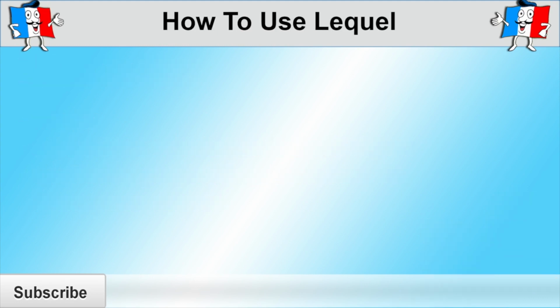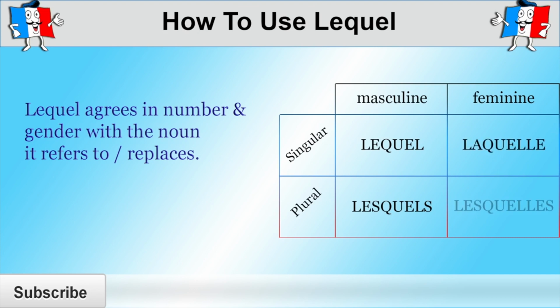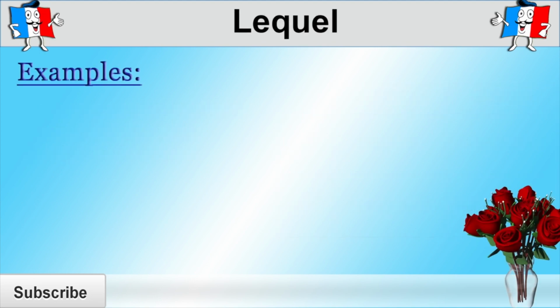So how do you use lequel? As you may already know, lequel has to agree in number and gender with the noun it refers to. So you use lequel if the indirect object it refers to is masculine singular, lesquels if it's masculine plural, laquelle if it's feminine singular, and lesquelles if it's feminine plural. Let's have a look at a couple of examples.